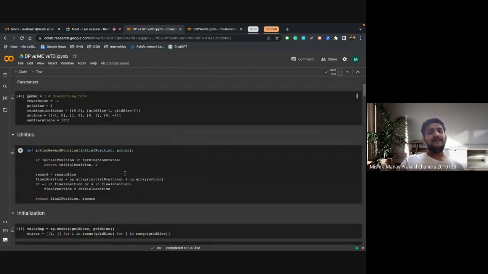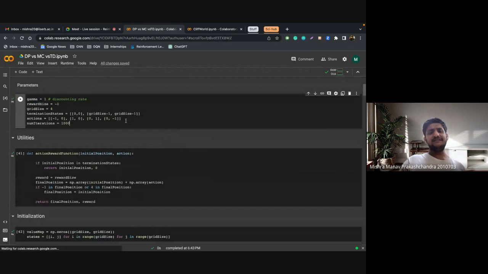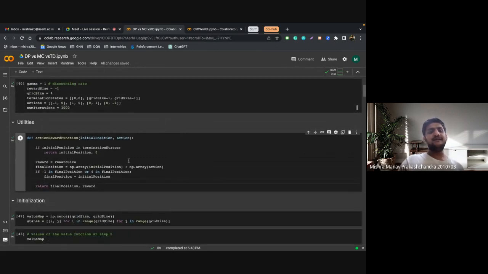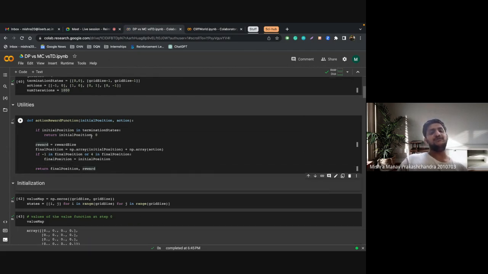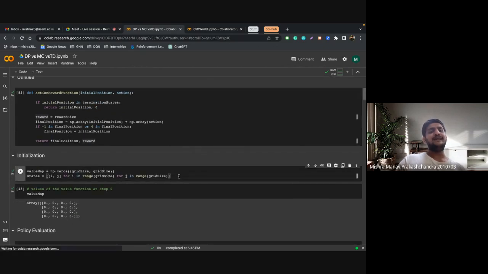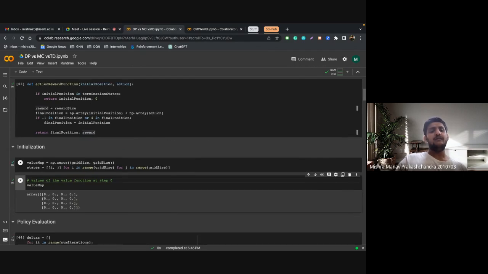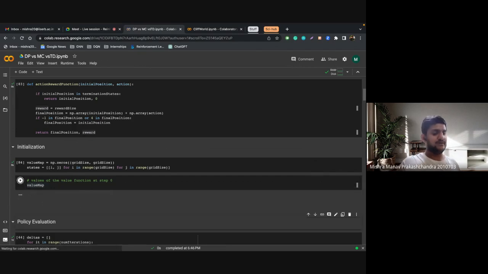So right, so these are the parameters. Similarly, this is a function wherein I compute the action reward function. Okay, so given any initial position and the action, I compute basically whatever final position I'll go to and the reward I get. So this is a function to compute that particular value. Then I initialize my value map and the states. Okay, so for a grid size 4 cross 4, initializing all values to be 0 initially.